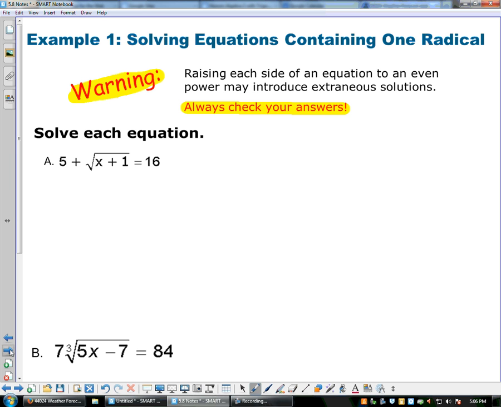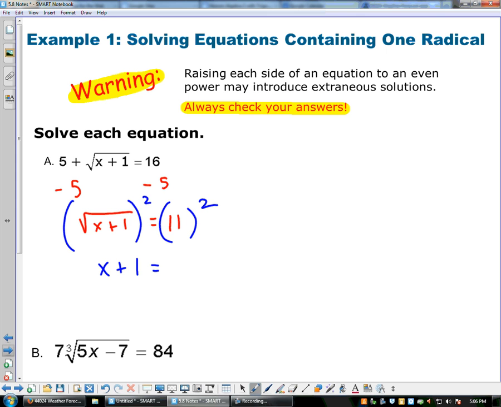5 plus square root of x plus 1 equals 16. Our first step is to get that radical by itself, so let's subtract 5 from both sides. So we now have square root of x plus 1 equaling 11. And at this point, we need to do the inverse operation of square rooting, which is squaring both sides. So we're going to square both sides, and the square rooting and the squaring cancel each other out. So we have x plus 1 equaling 11 squared, which is 121. So to solve for x, we just finish by subtracting 1 from both sides, and our solution is hopefully 120, but of course we want to check, because just by squaring both sides here, we might have introduced extraneous solutions.